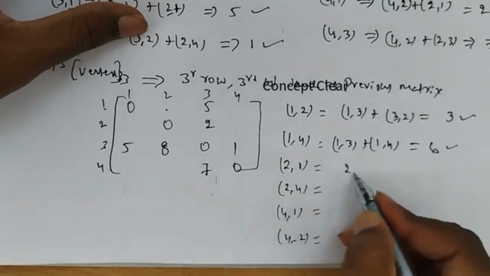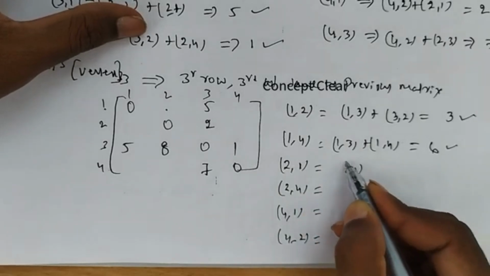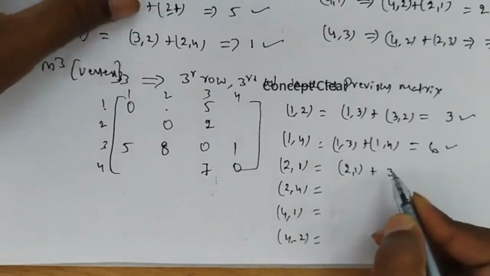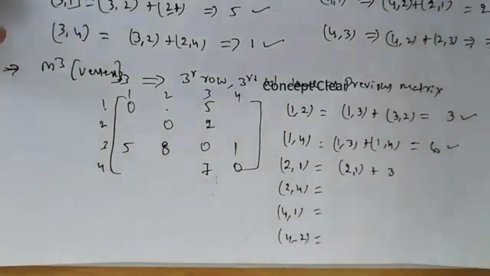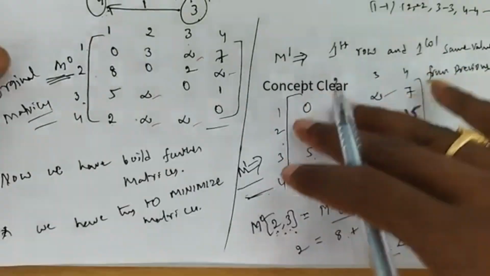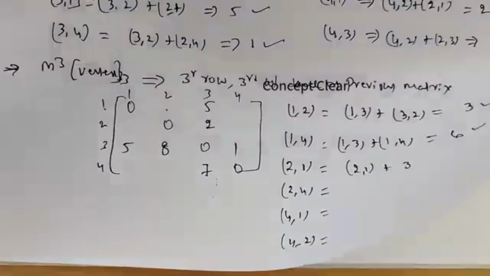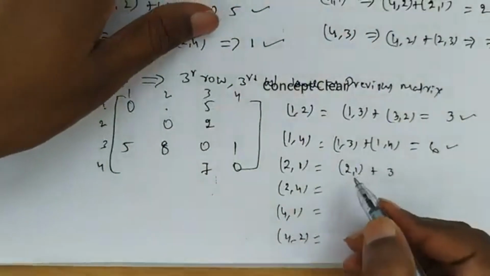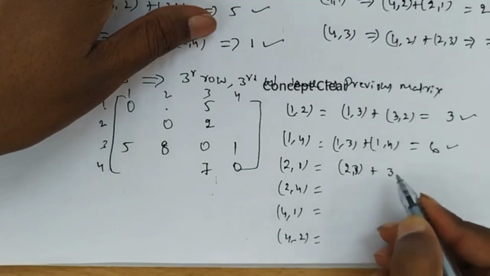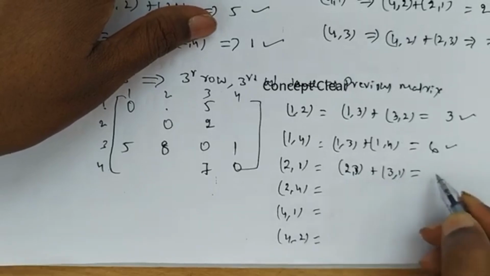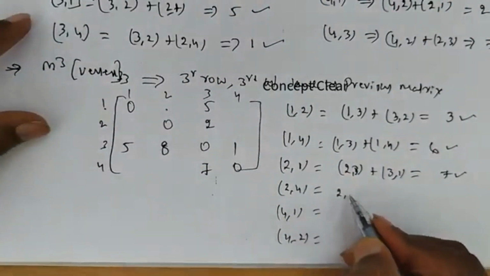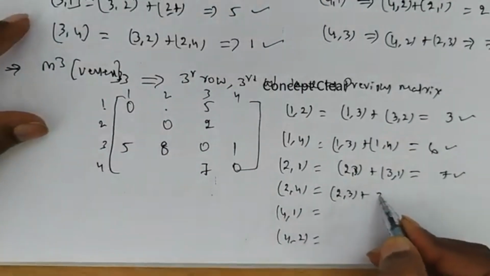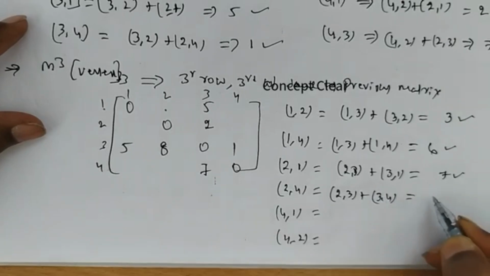And 2 to 1. Sorry, here 2 to 1, what do I have to do? 2 to 3 plus 3 to 1. So what is the final answer here? 7. And 2 to 4 means 2 to 3 plus 3 to 4. So what is the final answer here? The final answer is 3.